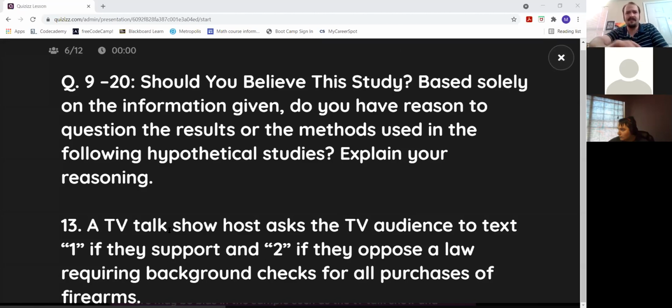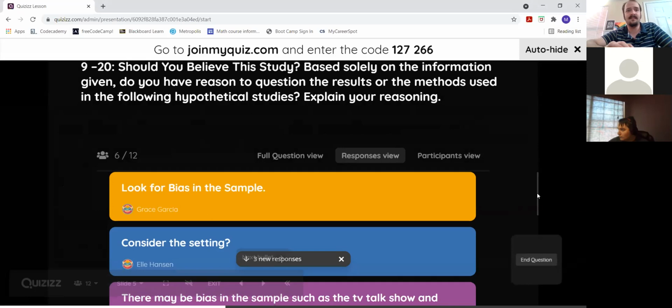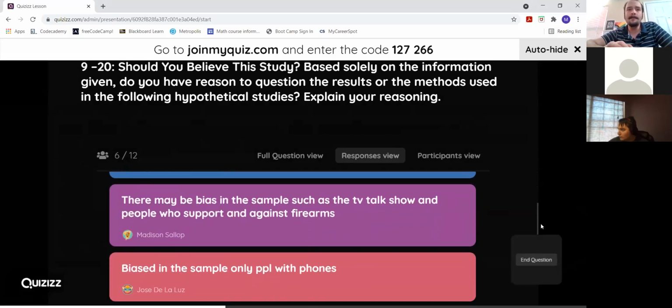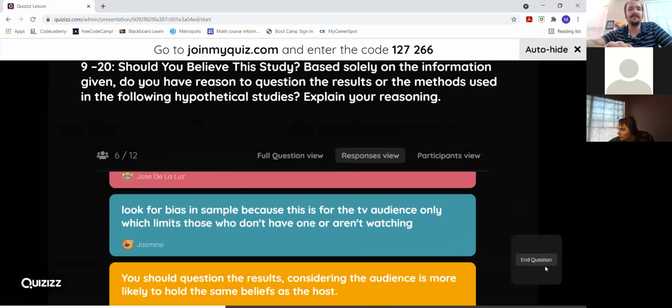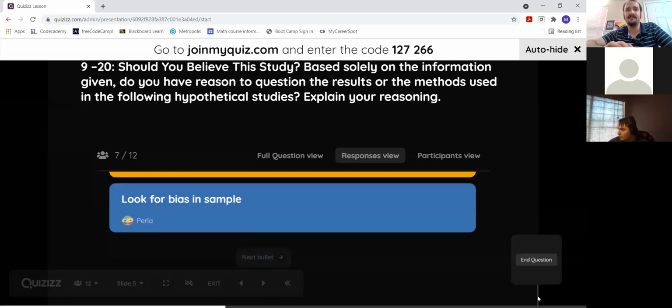So in the choice of the wording, which one was that? Consider the setting and wording in the survey. Yeah, I would see that there, because maybe you should have more options. So that is also something I would say would be valid. Consider the setting and wording. Yeah, I see how you're saying that now. Funds, bias, okay. And they're more likely to hold the same beliefs.